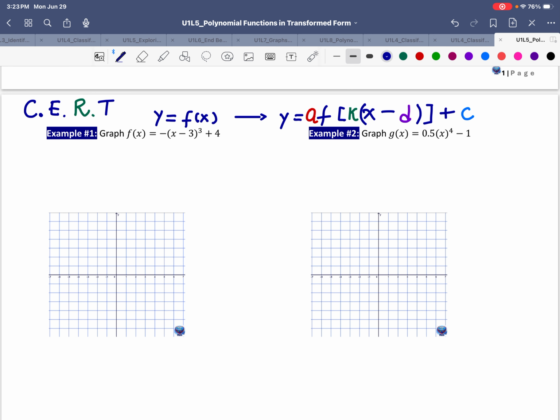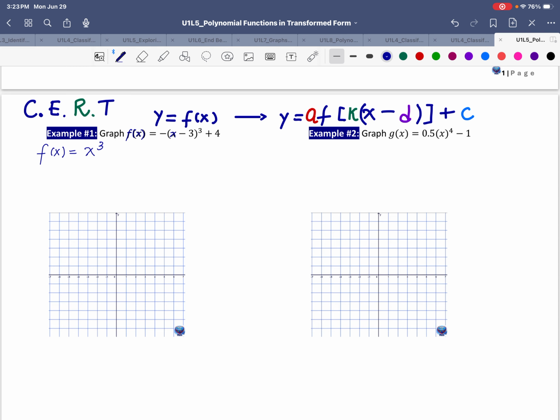The first thing we want to do is identify the parent function. Now, the parent polynomial function we're working with here is f of x equals x to the power of 3. And then we'll look into the coefficients. So, coefficients will be any other numbers besides f of x and x.